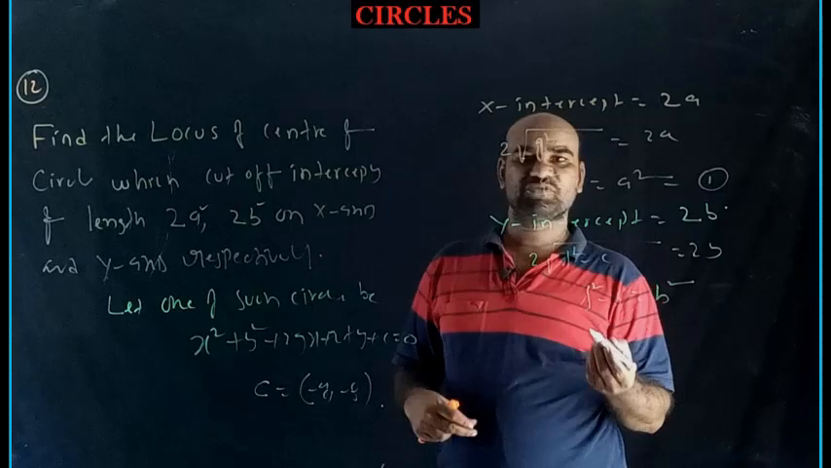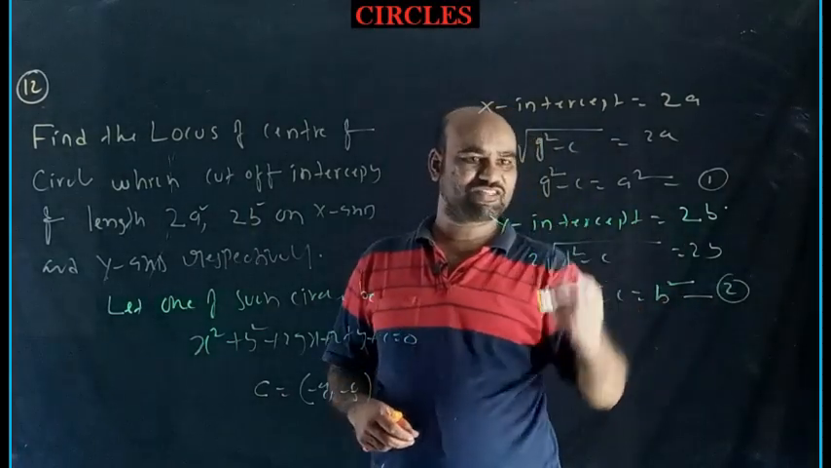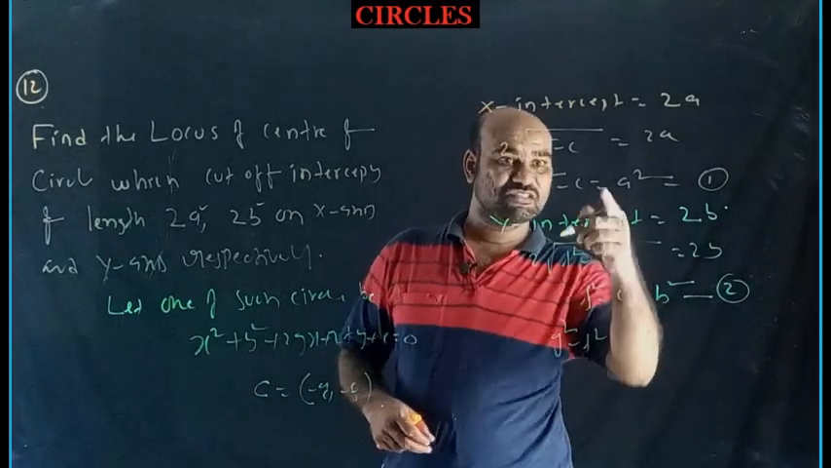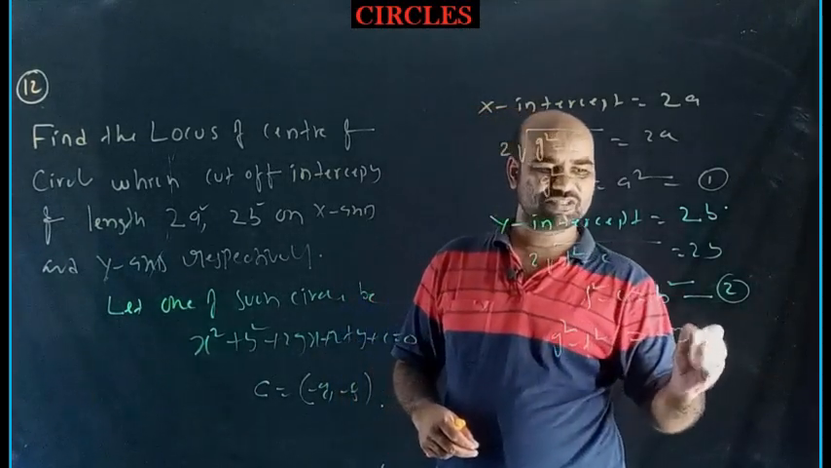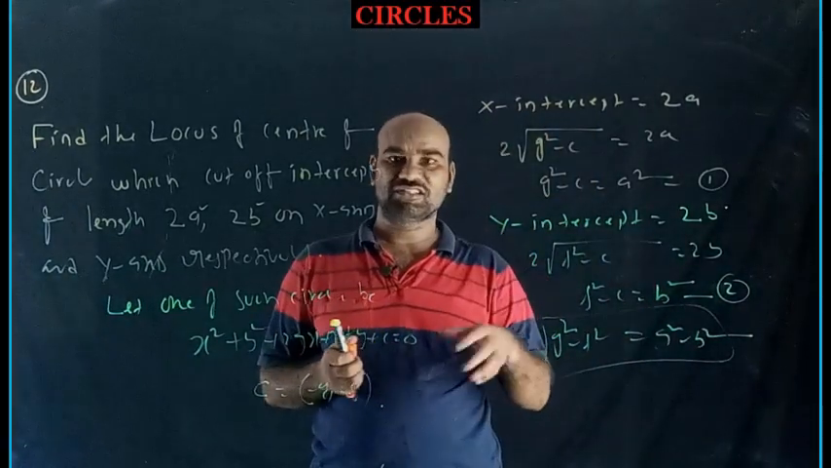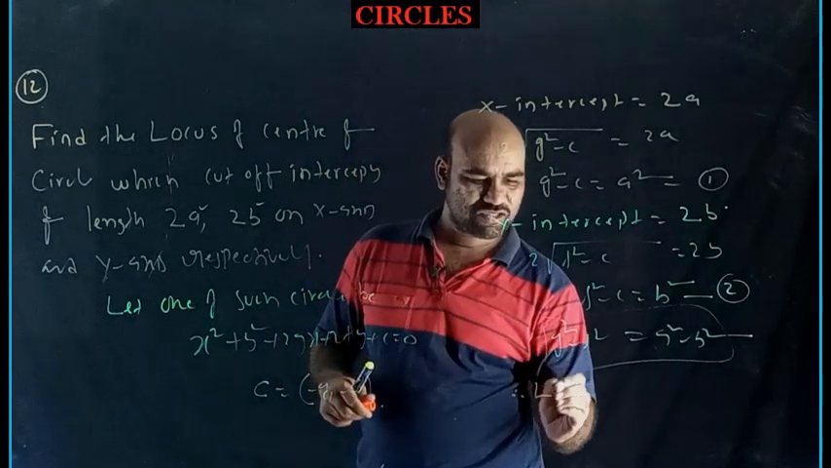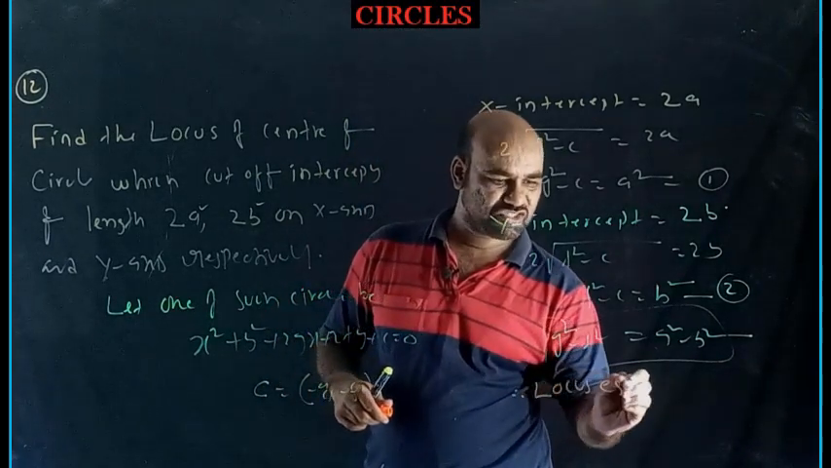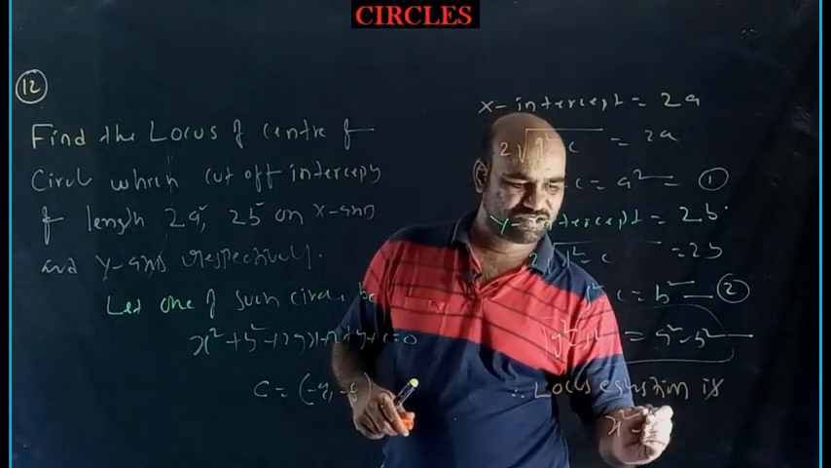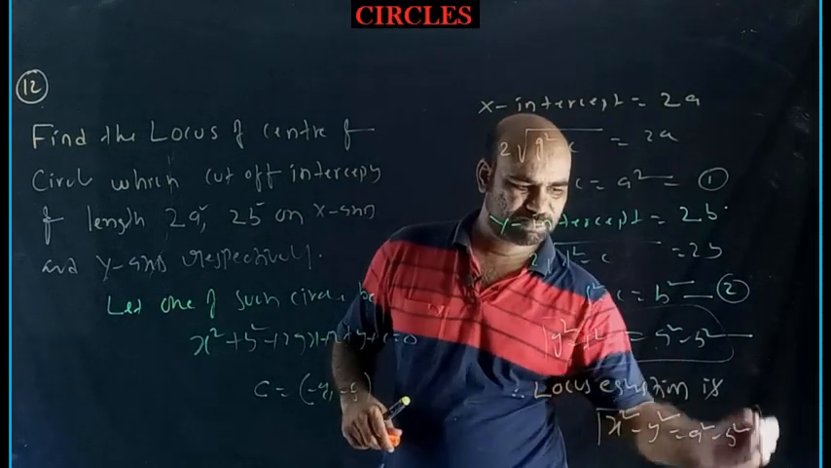So we want to create a relationship between f and g only. Now I subtract these two: g square minus f square, c gets cancelled, equal to a square minus b square. Actually this is the required locus equation, but in general we write it in terms of small x and small y. Therefore the locus equation is x square minus y square equal to a square minus b square.